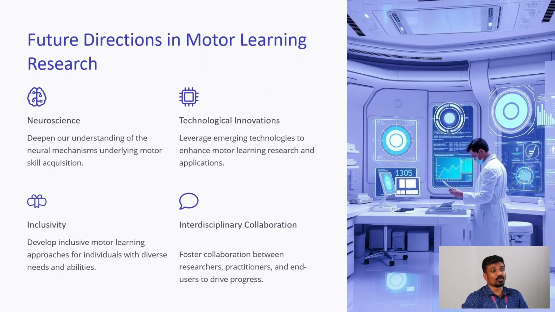Future directions in motor learning research. The future of motor learning research is incredibly exciting, and we expect to see several key developments. Neuroscience. As our understanding of brain mechanisms improves, we will gain deeper insights into how motor learning occurs at the neural level. Future research will focus on how different brain regions contribute to different skill acquisitions and how we can harness this knowledge for more effective training methods.